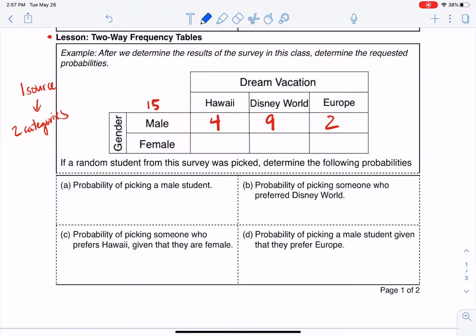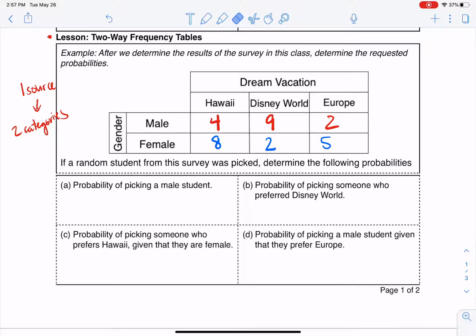Now, let's say there's also 15 females in the survey. So out of our females that were surveyed, let's say 8 said their dream vacation was Hawaii. Let's say 5 said their dream vacation was Europe. And 2 said their dream vacation was Disney World. Now notice the category of males has to add up to 15, as does all the females, for 30 total people surveyed.